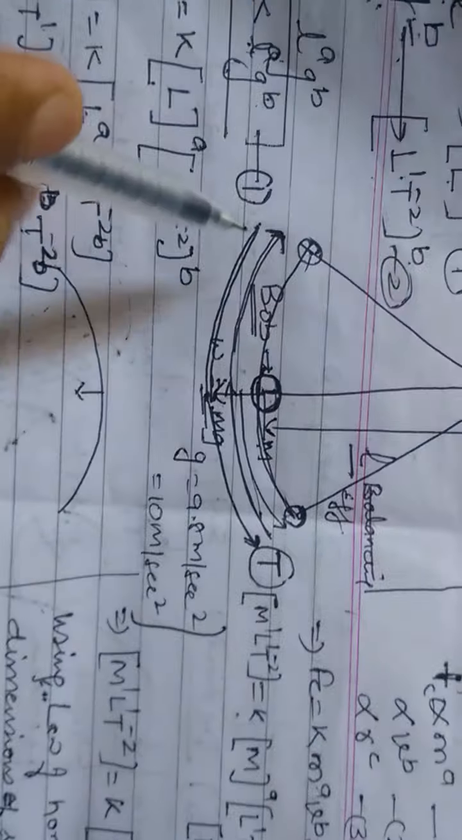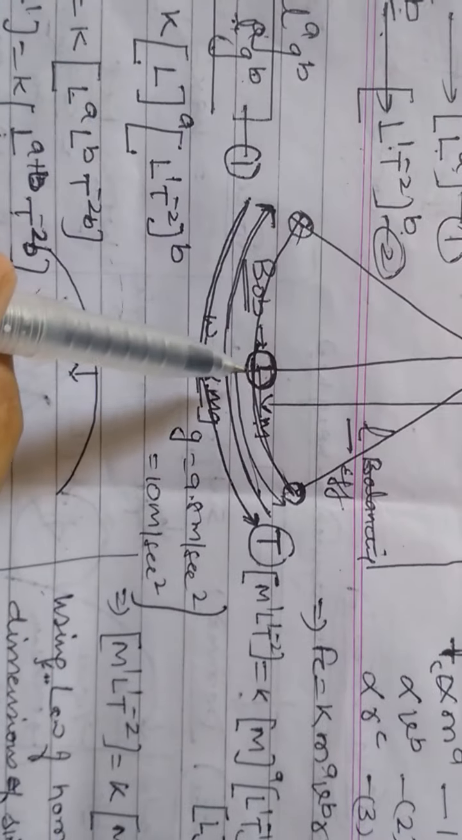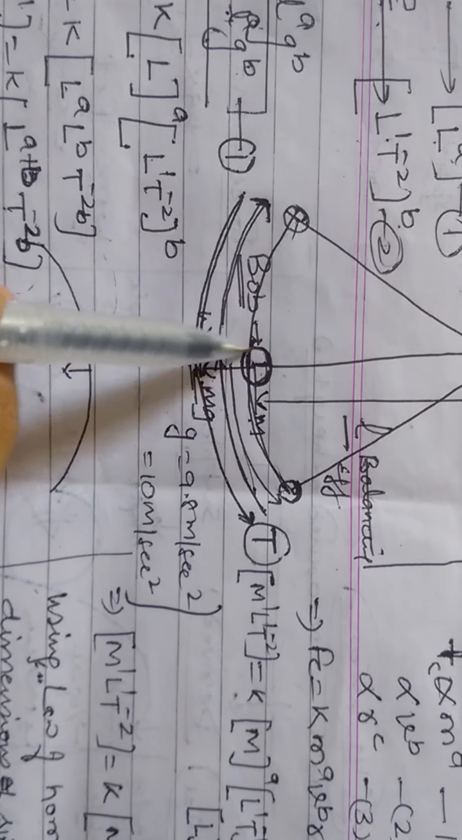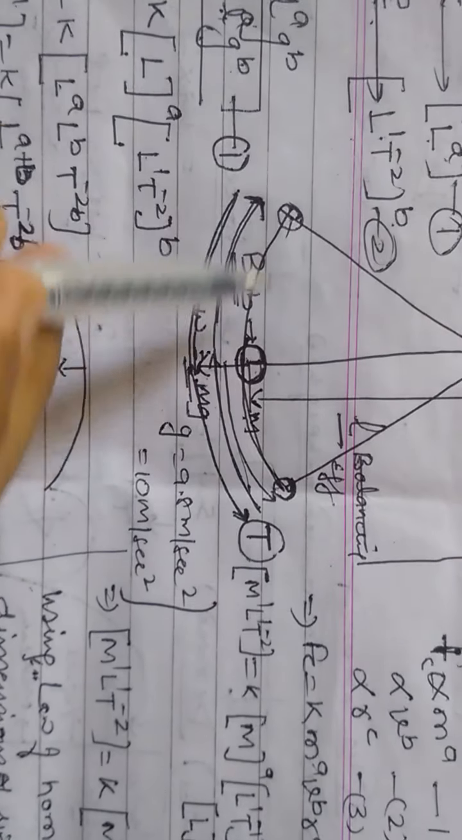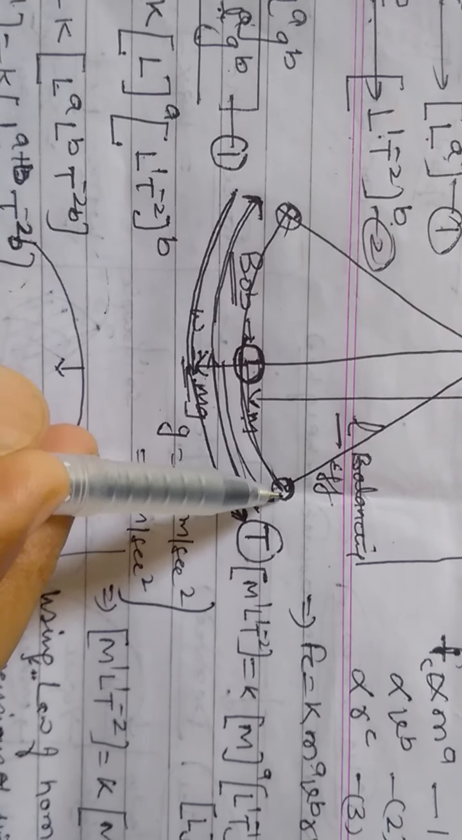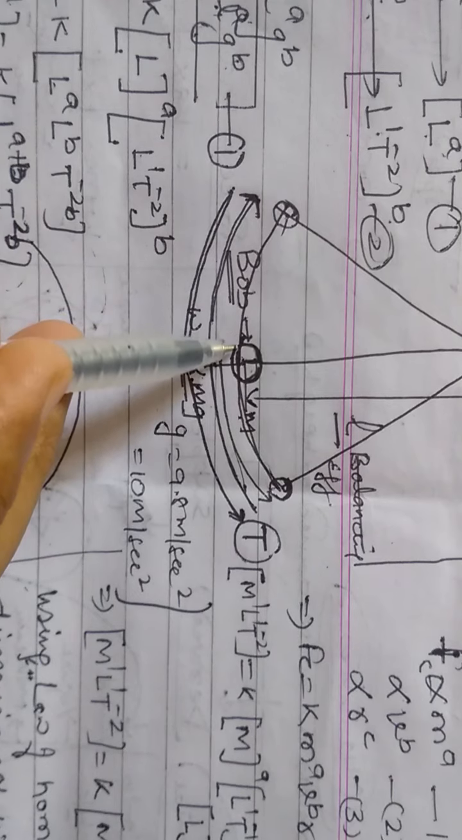First application of the dimensional method is to derive a formula. Suppose a pendulum is there and we have to calculate the time period of this pendulum. This is its mean position and these are the extreme positions. In how much time does it complete one oscillation?